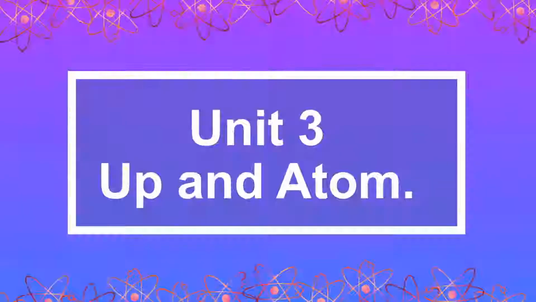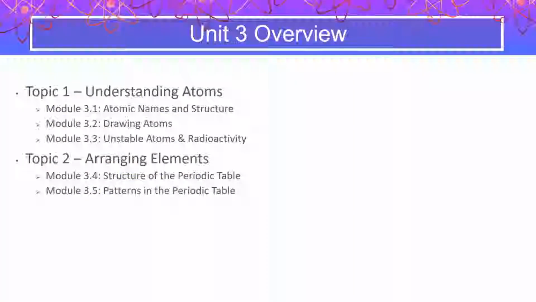Alright, welcome to Unit 3, Up and Atom. In this unit, we're going to be looking at the atom and the periodic table. In fact, here it is in detail. So we're going to start off with making sure we understand what an atom is, how it's structured, how to draw that, and what happens when they're not stable.